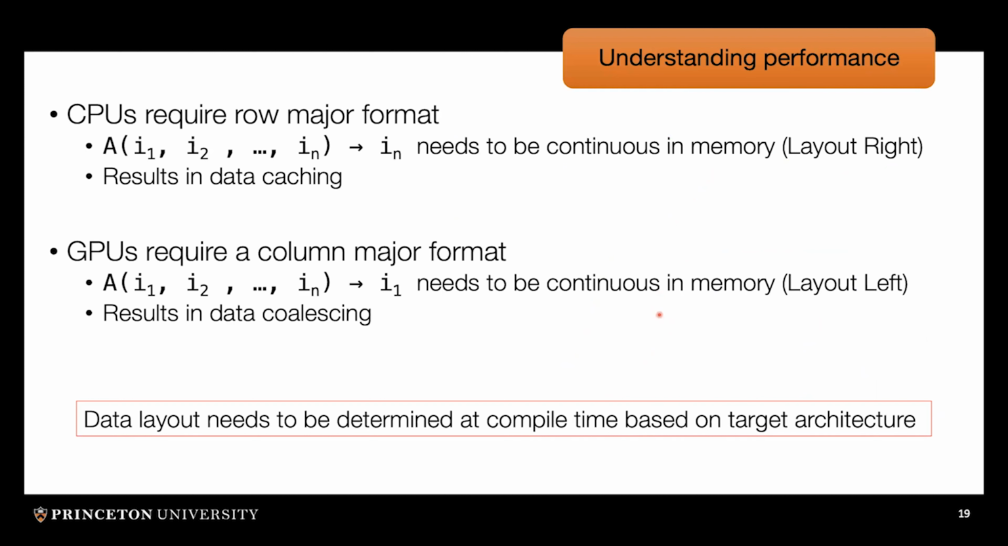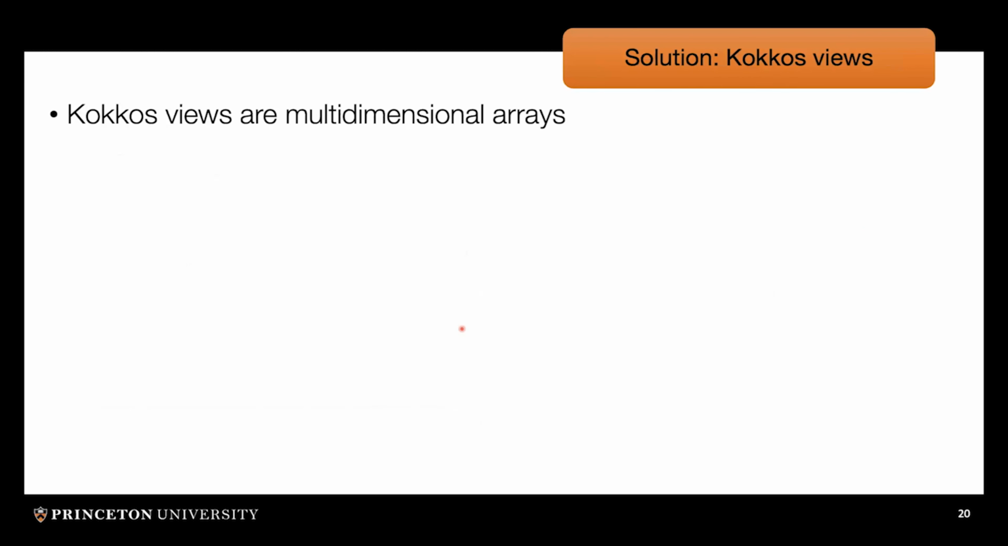So most of the time, when you're compiling or running a code, the target architecture is known at compile time. That is, you can compile a code for a particular architecture. So essentially, the data layout needs to be known at compile time and not at the developing phase. And the way that Kokkos does this is with the help of Kokkos views.